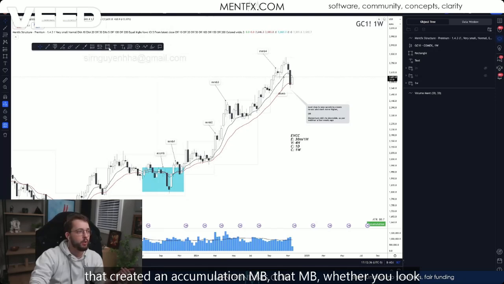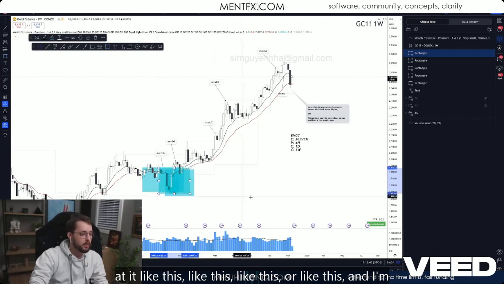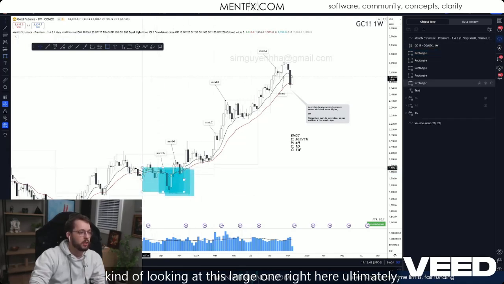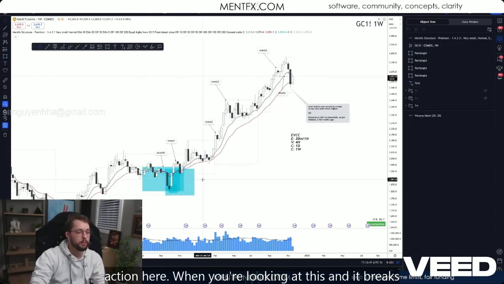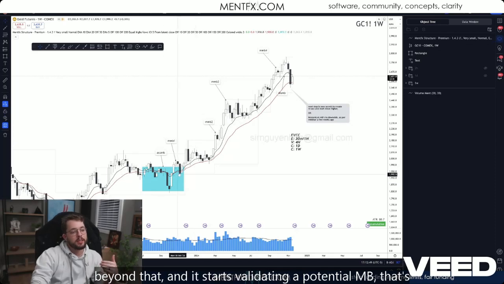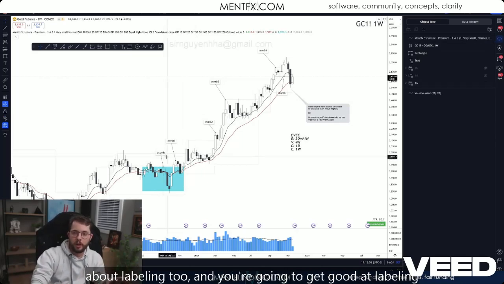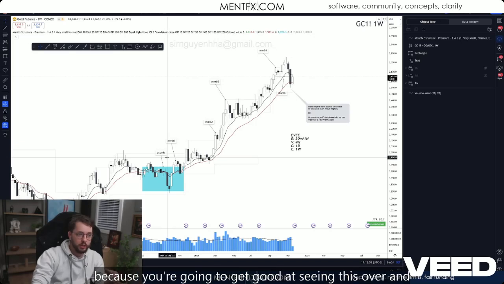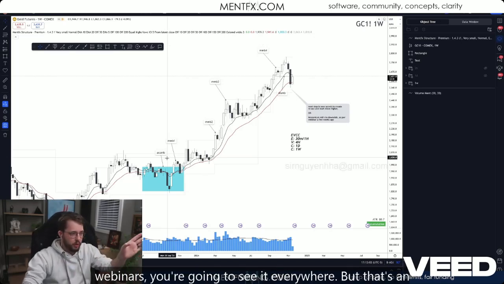That MB, whether you look at it like this, like this, like this, or like this, and I'm kind of looking at this large one right here ultimately, right? But I'm doing so by looking at the overall price action here. When you're looking at this and it breaks beyond that and it starts validating a potential MB, that's where I label an accumulation MB. Now we're going to talk about labeling too, and you're going to get good at labeling because you're going to get good at seeing this over and over again. You're going to see it in the webinars. You're going to see it everywhere.